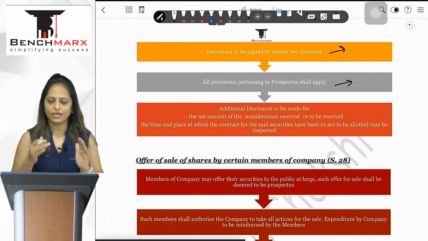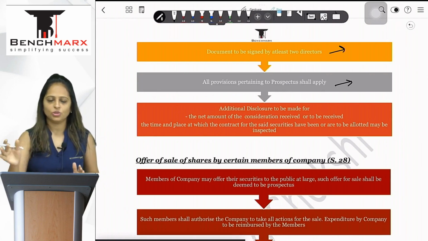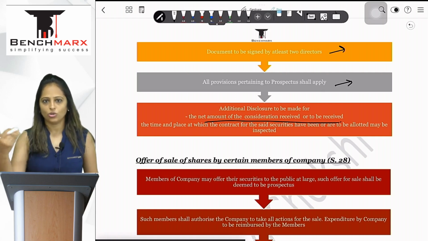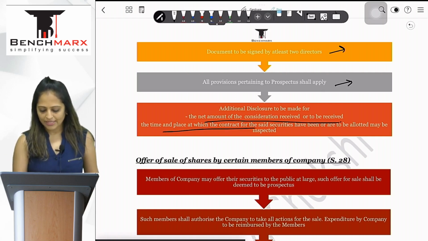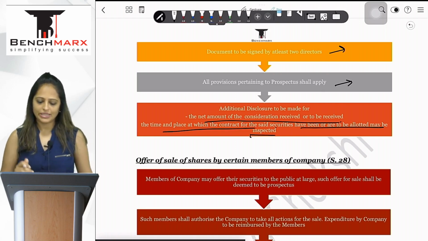So now you will have to have a proper prospectus and do all the documentation of expert report, all of that you will have to do now. And additional disclosure to be made for the net amount of consideration received or to be received, time and place at which contract of said security has been made, and the allotment to be inspected.